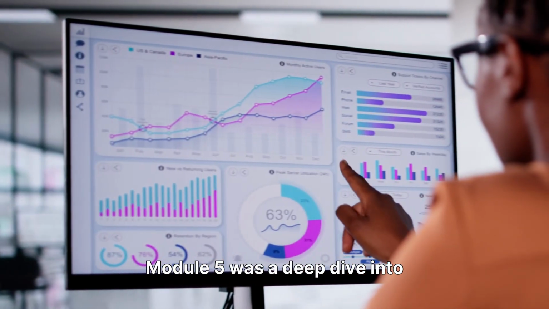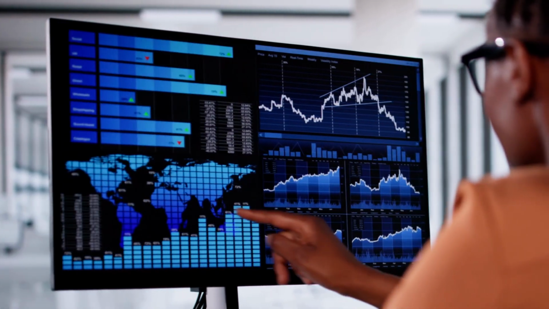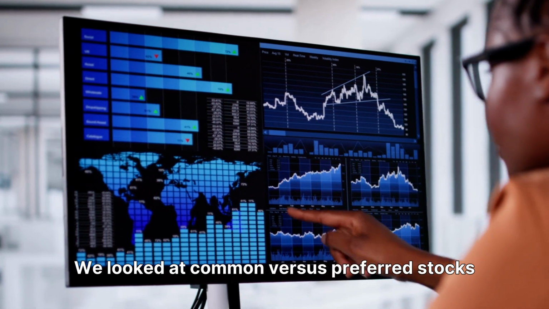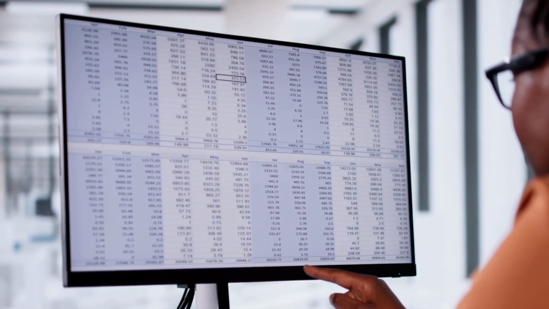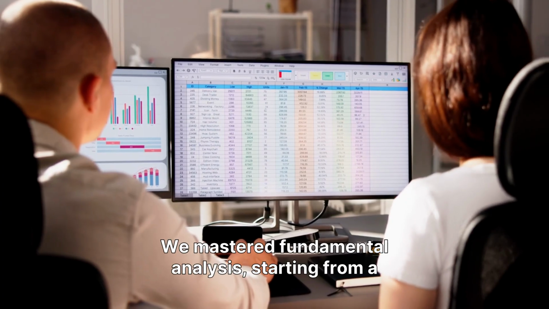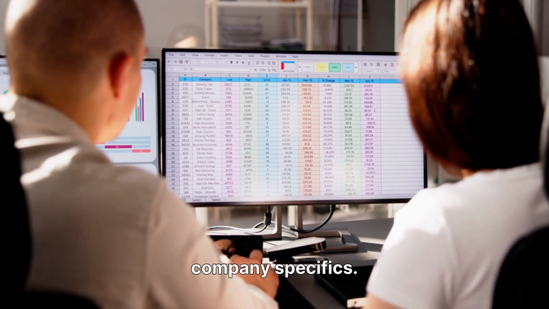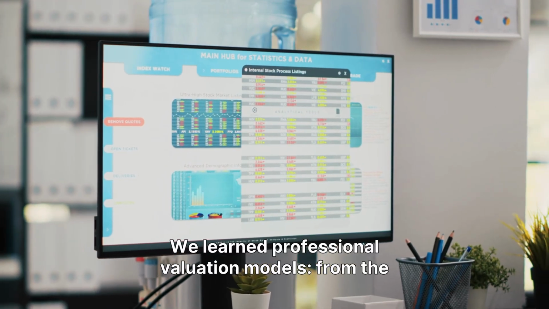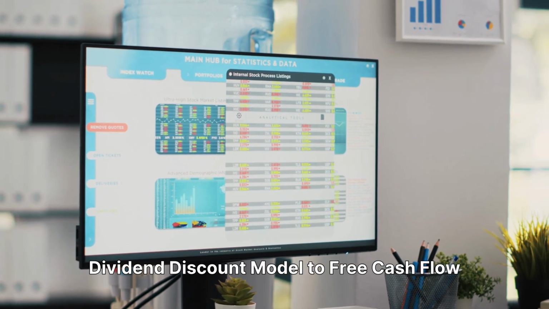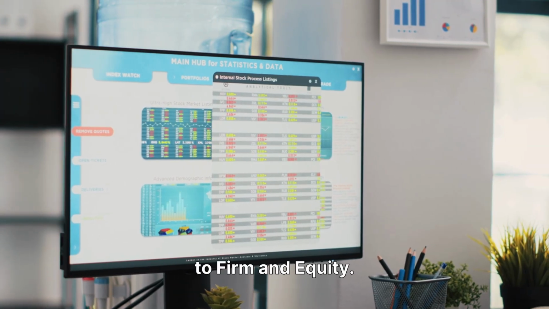Module 5 was a deep dive into equity investment analysis. We looked at common versus preferred stocks and growth versus value styles. We mastered fundamental analysis, starting from a top-down economic view before zooming in on company specifics. We learned professional valuation models, from the dividend discount model to free cash flow to firm and equity.